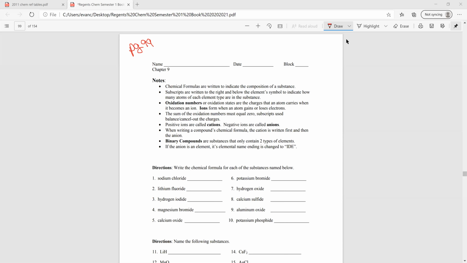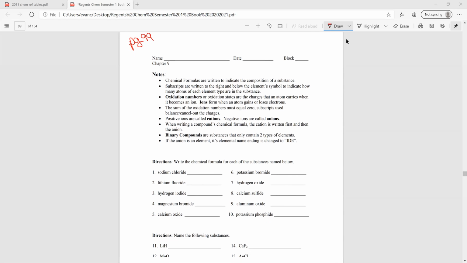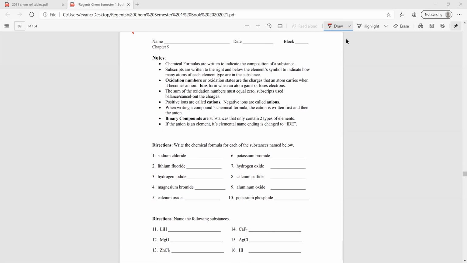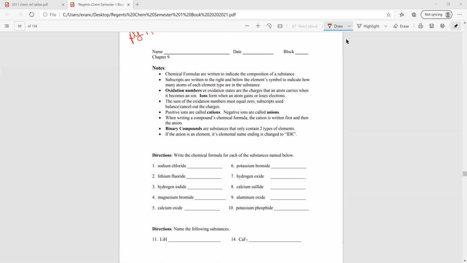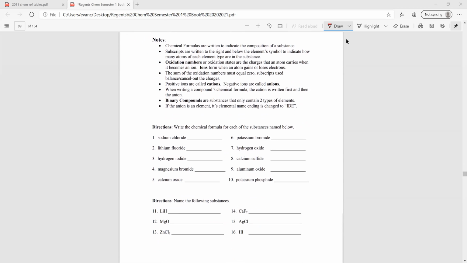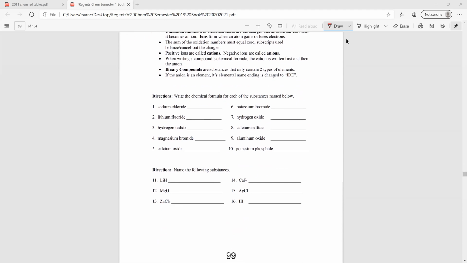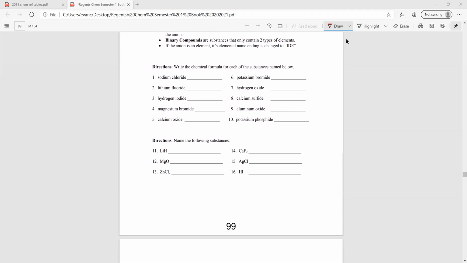So welcome, and we are on page number 99. I'm going to go through the answers to these problems as a walkthrough on how to write chemical formulas and how to name chemical formulas. Again, this is page 99 in your notes book, some notes for you to follow. So let's just get started on our practice.